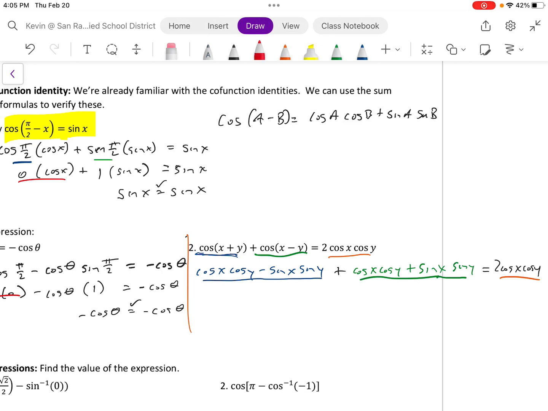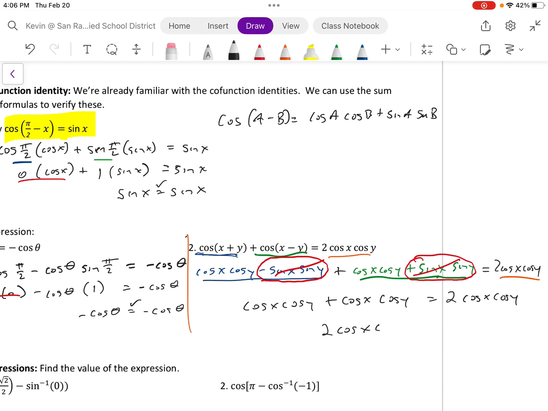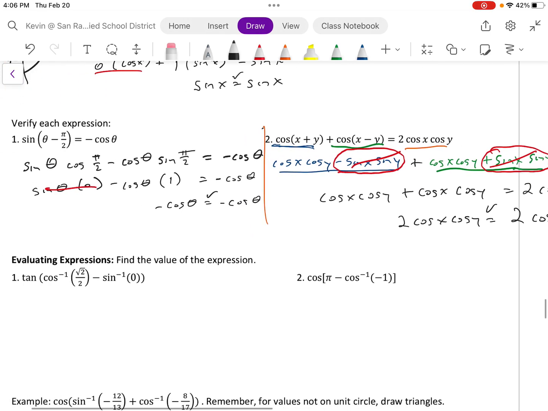All right, now we come in here and we notice that we have negative sine x times sine y, and here we have positive sine x times sine y, so they cancel each other out. That leaves us with cosine x, cosine y, plus cosine x, cosine y equals 2 cosine x, cosine y. Add those two together, and we get 2 cosine x, cosine y equals 2 cosine x, cosine y. Check, we verified it.